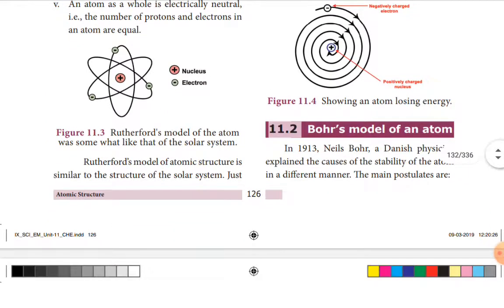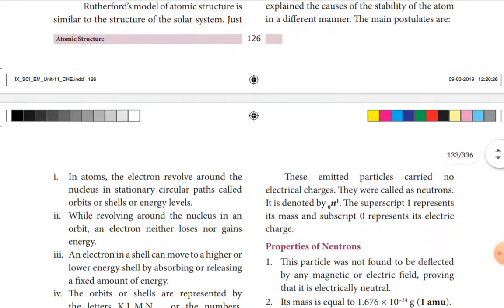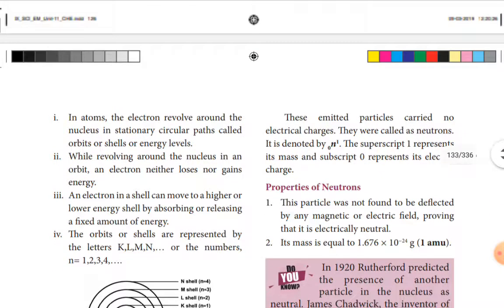Then, the next model, Bohr's model of the atom. In 1913, Niels Bohr, a Danish physicist, explained the causes of the stability of the atom in a different manner. The next scientist, Bohr, in 1913, explained the stability of the atom based on different postulates. What are the postulates of Bohr's atomic model?